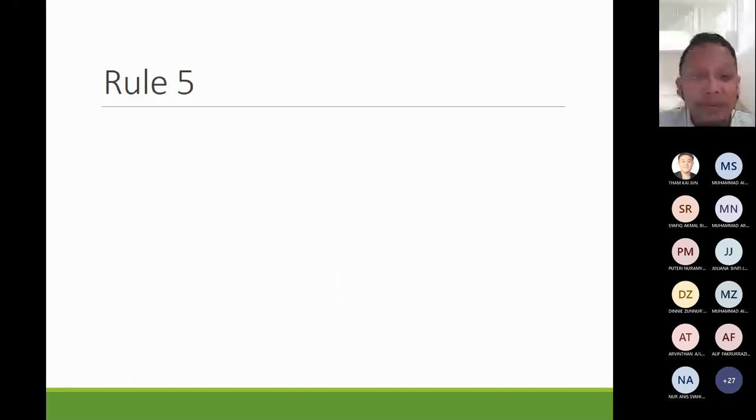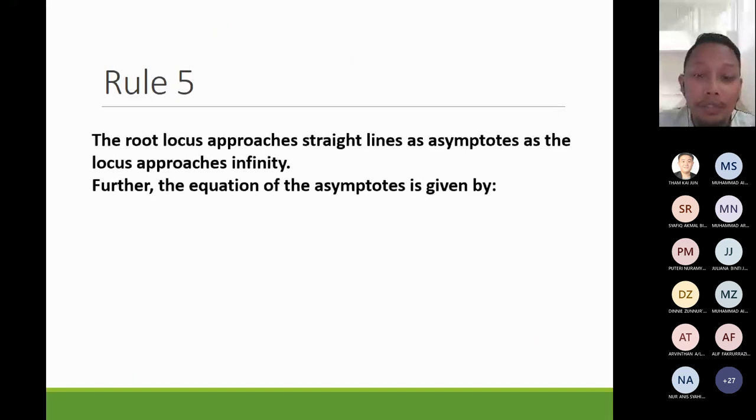Okay, rule number 5: the root locus approaches a straight line as asymptote, okay? So we have a straight line known as asymptote as the locus approaches infinity. So a root locus has an asymptote. The root locus cannot cross the asymptote when the root locus approaches infinity. To determine the asymptote, we can use this formula.